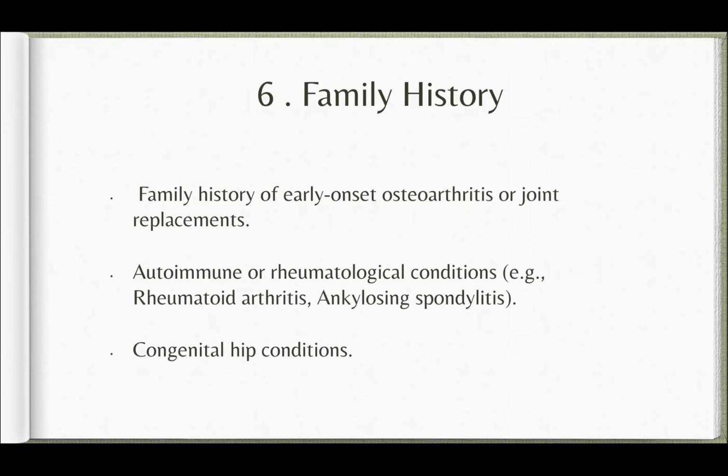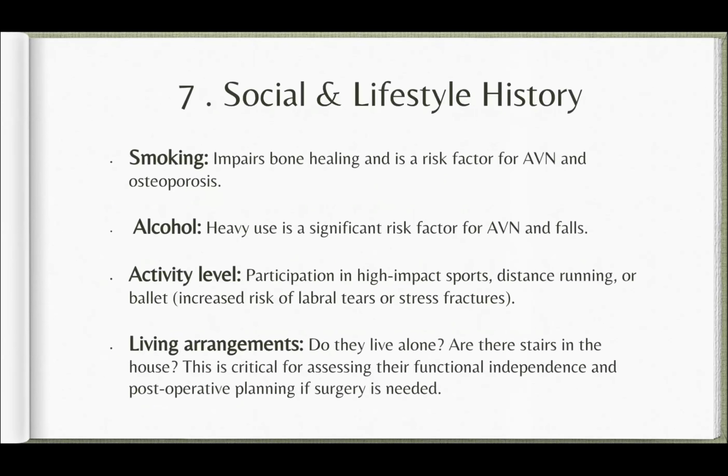Family history of early-onset osteoarthritis or joint replacements is important. Autoimmune or rheumatological conditions like rheumatoid arthritis and ankylosing spondylosis have to be checked, and congenital hip conditions have to be found out. Social and lifestyle history.